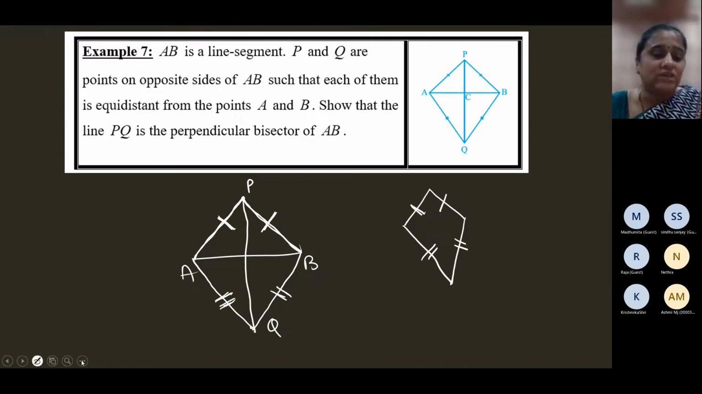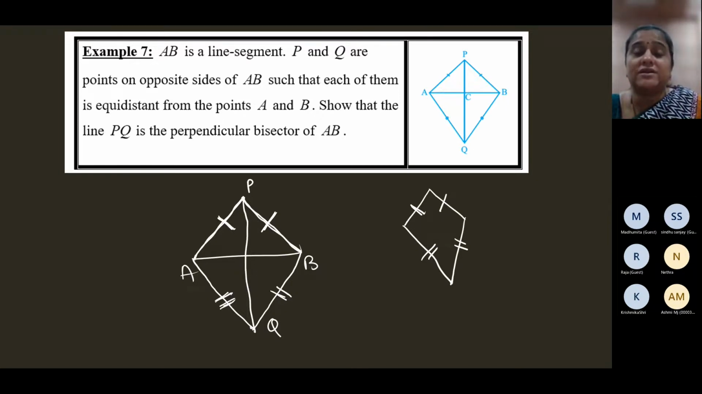Show that the line PQ. So what is PQ? PQ is the longer diagonal of the kite PAQB. So you need to show that the longer diagonal PQ is the perpendicular bisector of the smaller diagonal AB. Which means we understand two properties of a kite here.